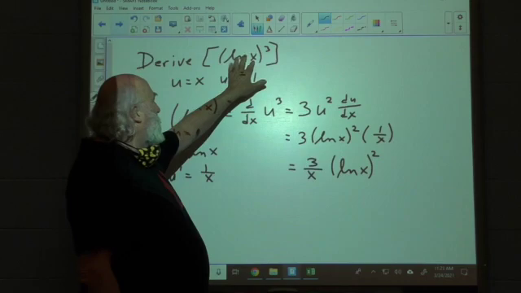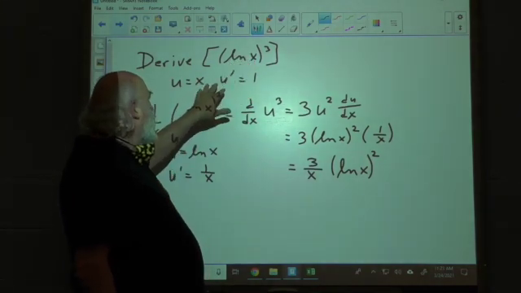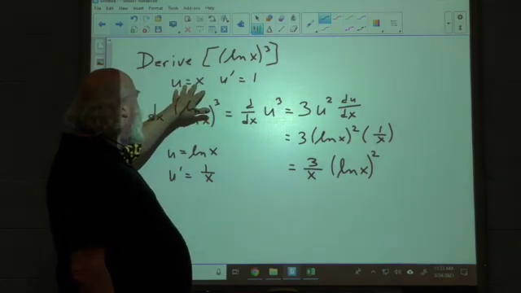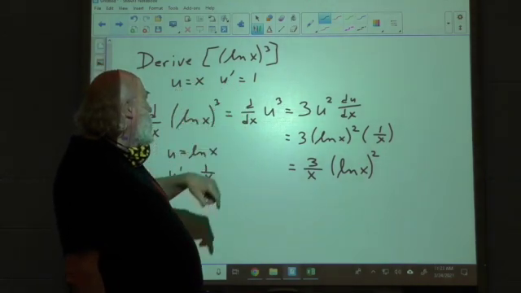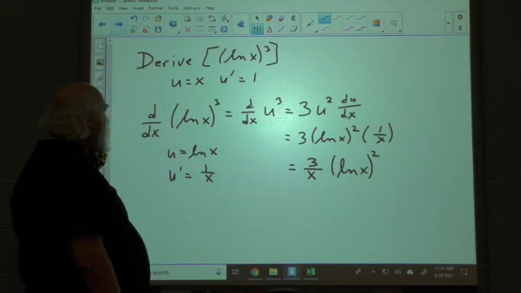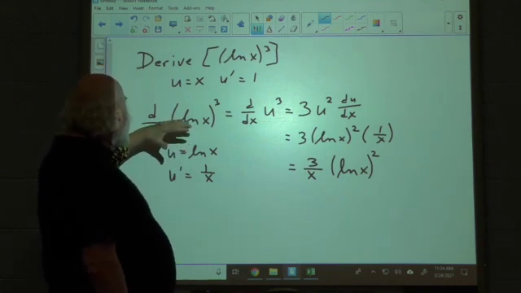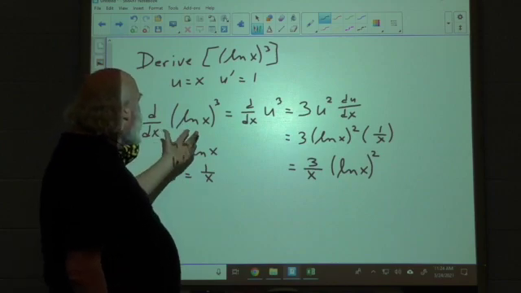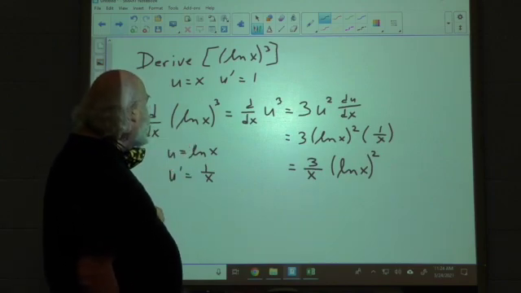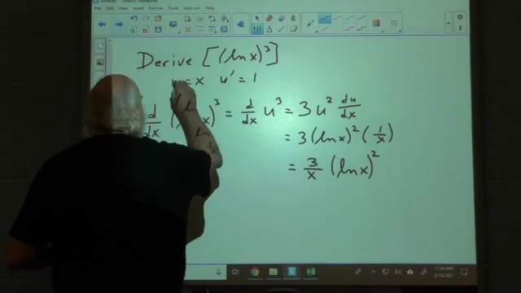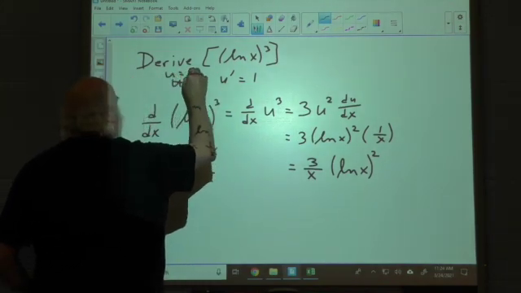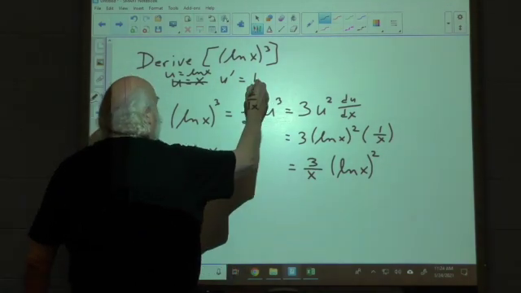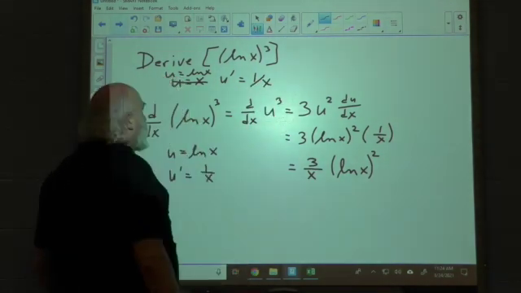Since the x is part of the natural log here, the cube is not. It's outside, it's external. So we make u equal x and u prime is 1. So when we start off with the derivative of the natural log of x, since the natural log, we're going to make, that should be natural log of x. Sorry. u equals natural log of x. Okay? And that means that u prime is going to be 1 over x.